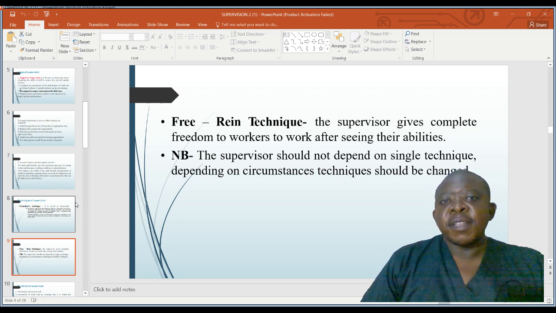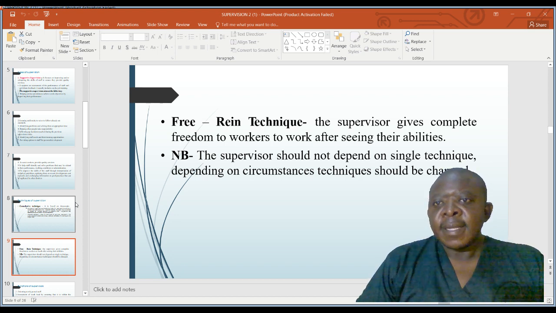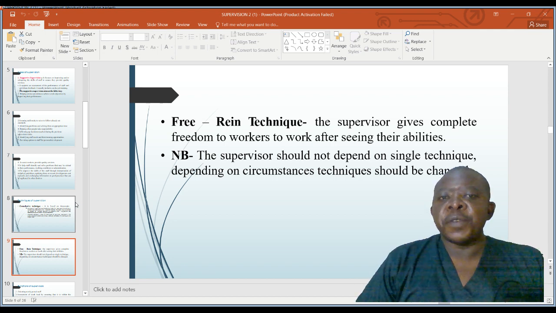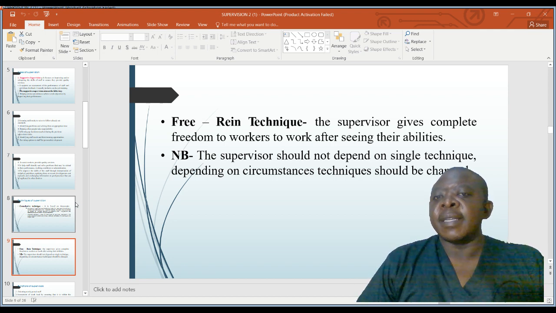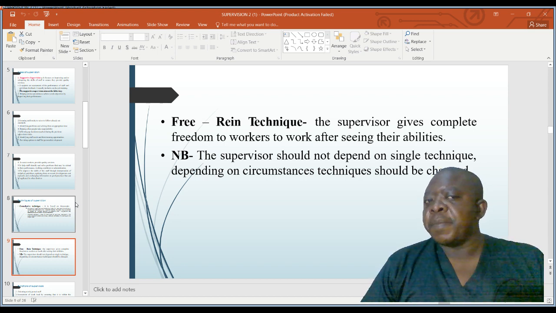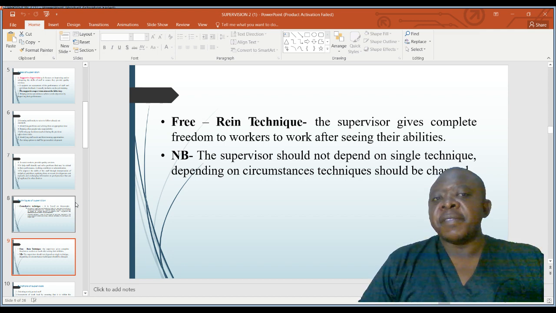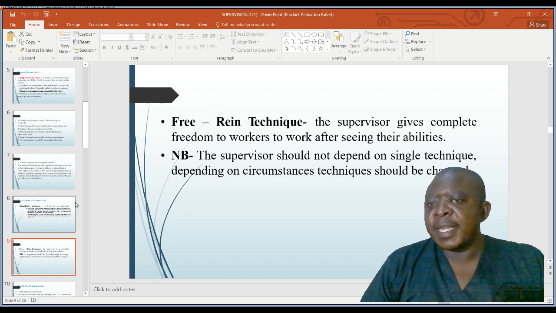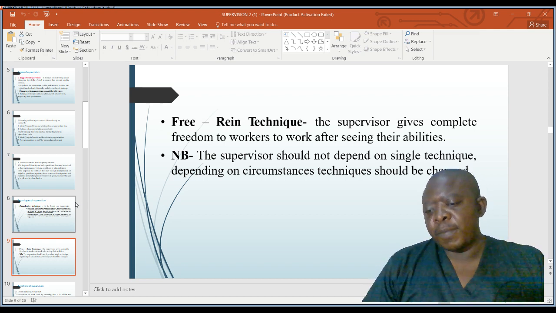Then there is the freelancer technique. The supervisor gives complete freedom to workers to work after seeing their abilities. So the freelance type of leadership, okay, now here we have the freelance technique. The supervisor gives complete freedom to workers to work after seeing their abilities, especially if the workers are capable, you're dealing with experts. So you have to note that the supervisor should not depend on a single technique. Depending on the circumstance, technique should be changed.